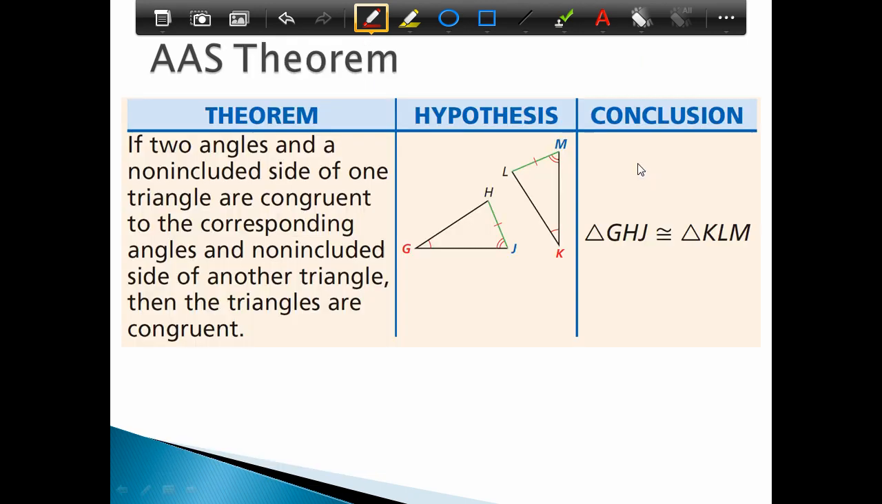Next one, another acronym, AAS. This one stands for, you guessed it, angle, angle, side. So it's almost exactly the same as we just did. The difference on this one is that the side is not in between the 2 angles. It doesn't really matter which end of the triangle it's on, it just can't be between the two angles. You'll notice that right here, this congruent mark is not in between the two angles. It's not GJ congruent to MK. It's that HJ, which is not between them, is congruent to LM, which is also not between them. So we have two angles and an unincluded side, or a non-included side.